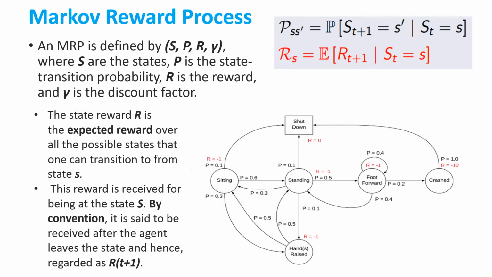Okay, so now the rewards. This is a Markov reward process, and it is a four-tuple. The Markov reward process is defined by the set of states, the state transition probability P, the rewards that we get, and the discount factor. The discount factor we'll understand better as and when we work out examples. But at this point, the discount factor is how much importance you give to the future rewards, that is, the expected rewards.